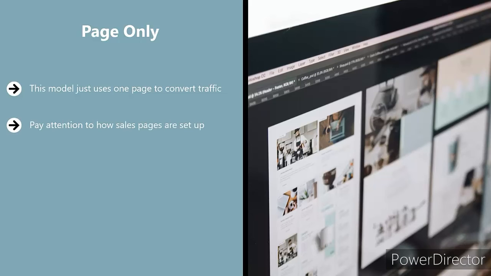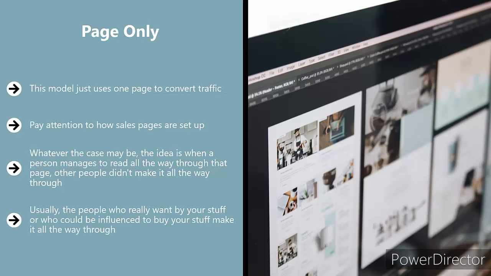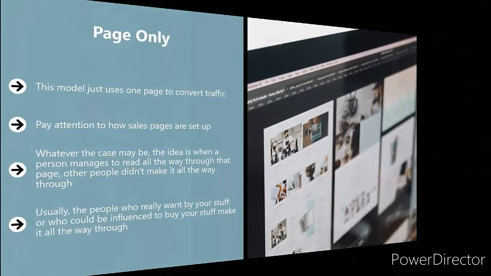Pay attention to how sales pages are set up. They're quite clever. They would start with an attention-grabbing header, and then they would try to pull the reader down the page. They would use all sorts of tricks to build credibility and stoke demand for the product that is being pushed. They would use testimonials. They would use fancy graphs. Whatever the case may be, the idea is when a person manages to read all the way through that page, other people didn't make it all the way through. In other words, that page acted as a funnel. Basically, it filtered people who were not really all that serious. Usually, the people who really want to buy your stuff or who could be influenced to buy your stuff make it all the way through. That's how you should set up your conversion page.